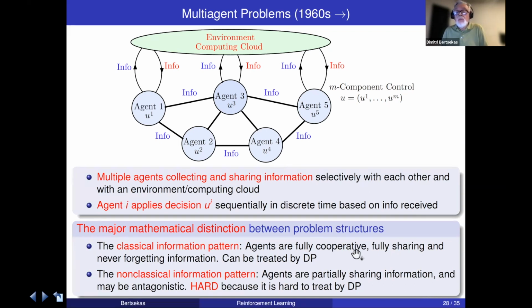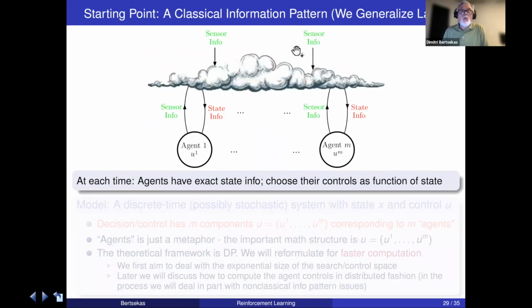So we're going to look at these problems from the point of view of reinforcement learning, but we are going to focus on classical information patterns to begin with. We will generalize later, but we'll start with the classical information pattern, whereby the agents have exact state information and they choose their controls as a function of the state, and they know the same state. So this is as if there's some cloud here that is a clearinghouse of information. It collects all the information of the agents, perhaps collects some further information of its own, and it passes some kind of state information as needed to the agent.